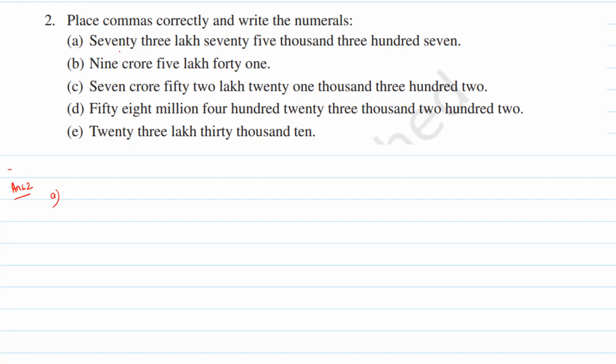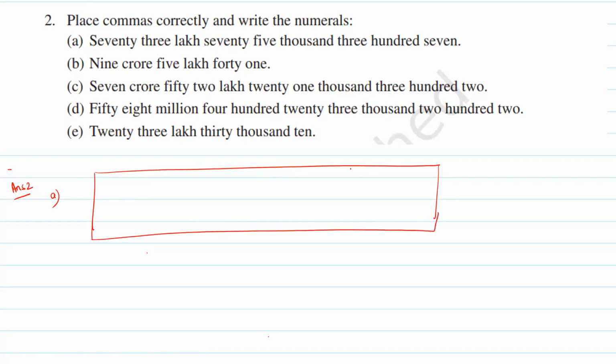So let us write 73 lakh 75,307. Okay, let me make the table first. We have in the Indian system a table, I'm just making it for your understanding. We have periods and we have the place values. So we have ones, tens and hundreds. Then after hundreds, we have thousands and 10,000. These are in periods.